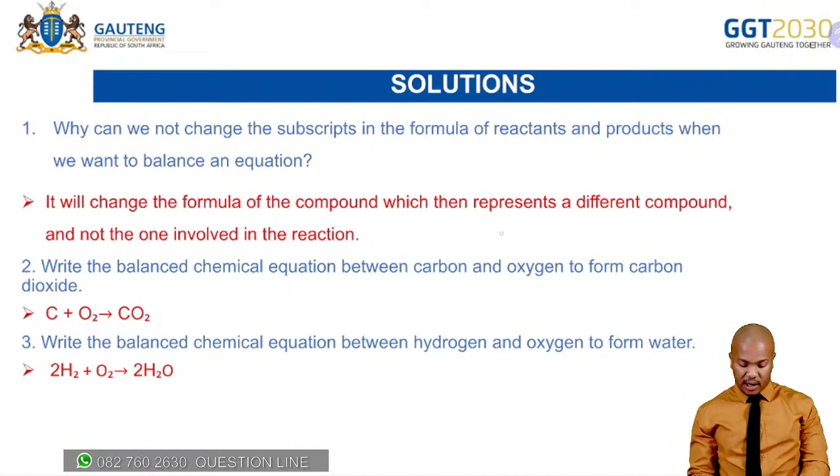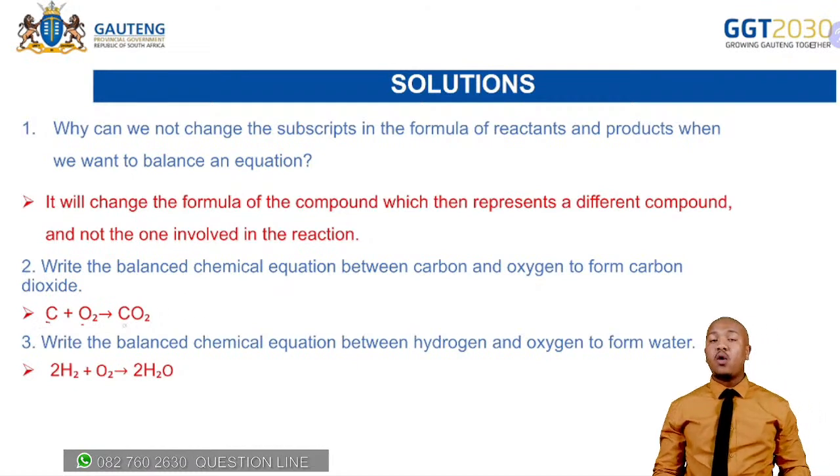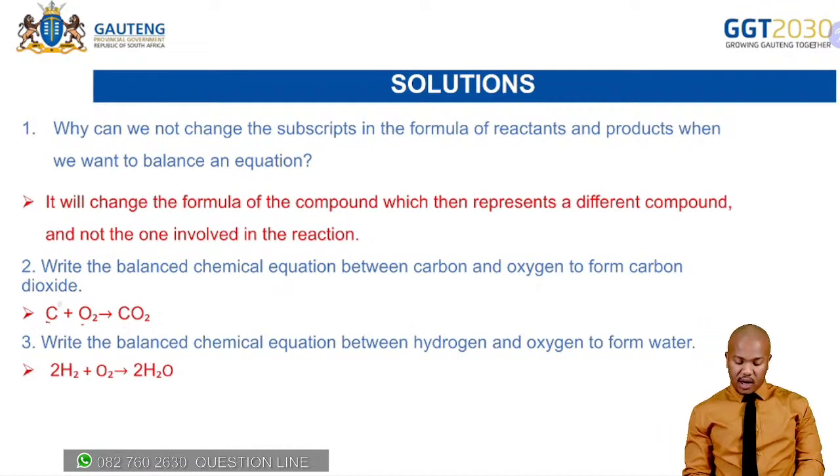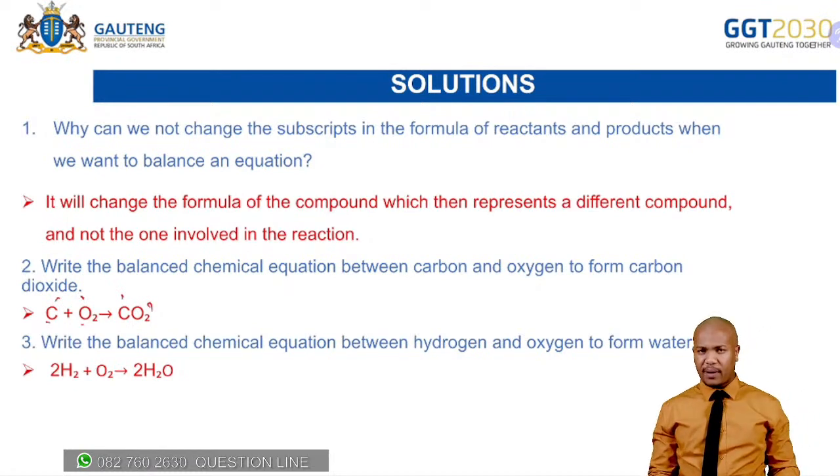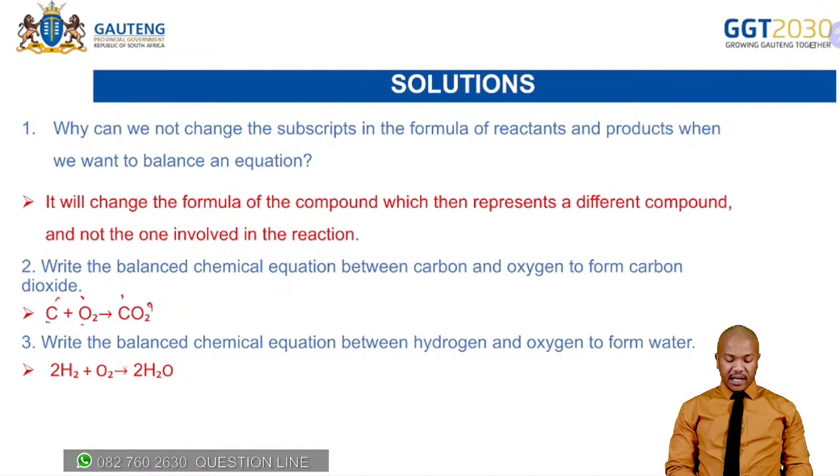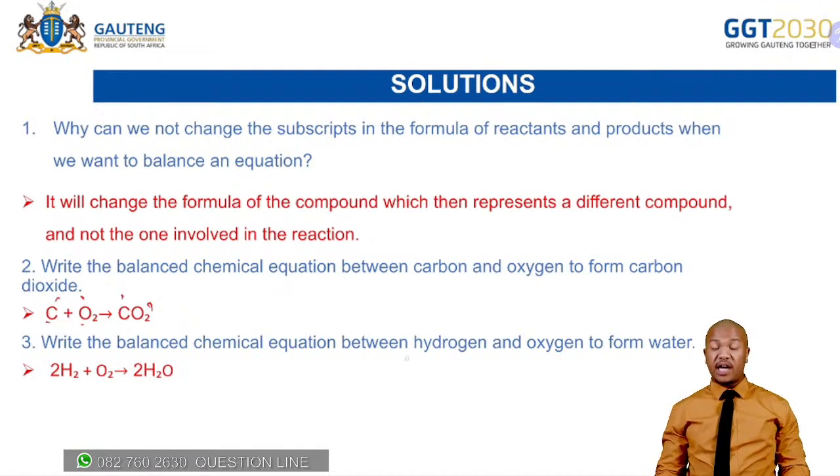Number two, write the balanced chemical equation between carbon and oxygen to form carbon dioxide. This is the balanced one, right? Carbon plus oxygen equals CO2, because there's one carbon, two oxygens. It balances, right?